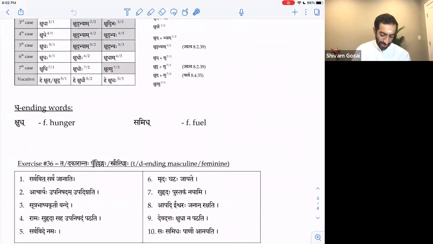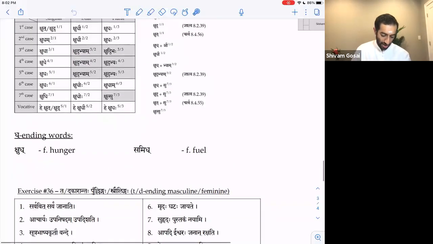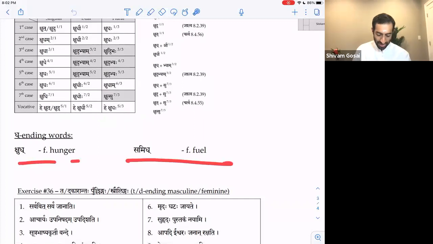Another word that we get like this is, so shud means hunger, but we also get the word samid. We saw the word samid in Mundaka Upanishad, samid panihi.